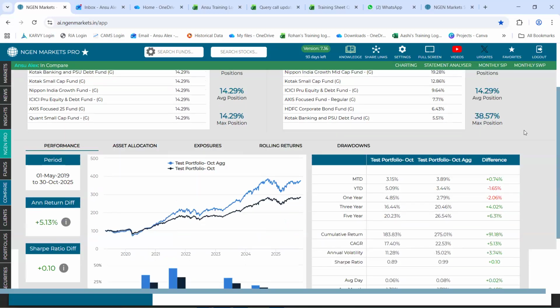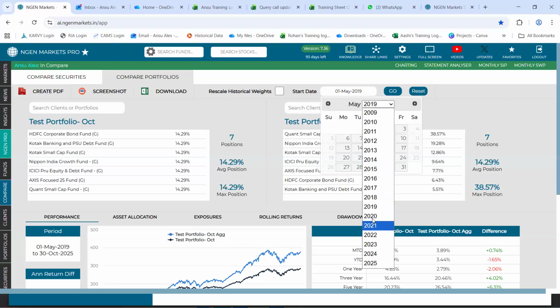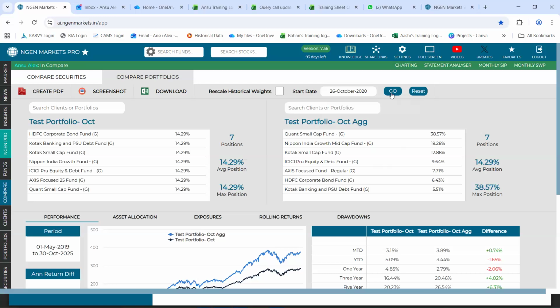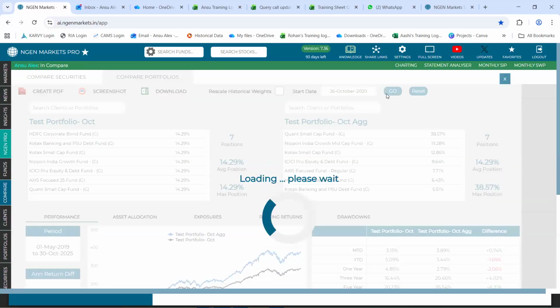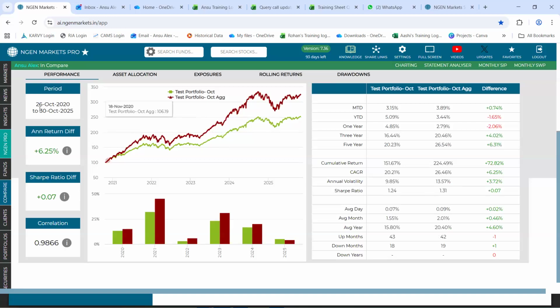Next to that, the parameters that you can come across are multiple, such as performance, asset allocation, exposures, rolling, and drawdown. Before that, you also have an option to set in your respective start date as well. So, since in the portfolio section, we viewed it from October 26, 2020, I'll select the exact same date and I'll hit on go. So you could see the time period that is under consideration, which is 26th October 2020 till yesterday's date, which is the last trading day.